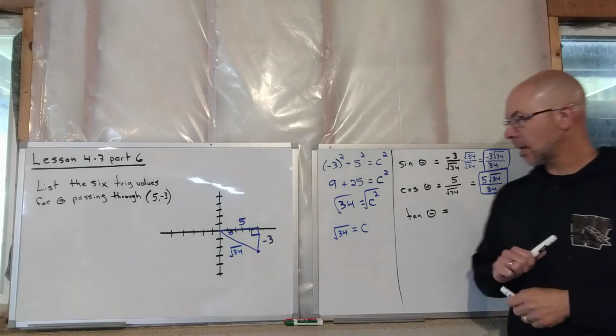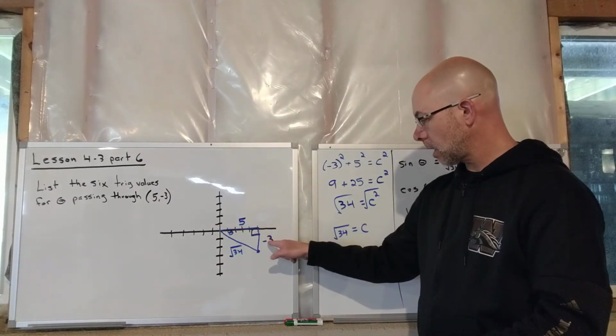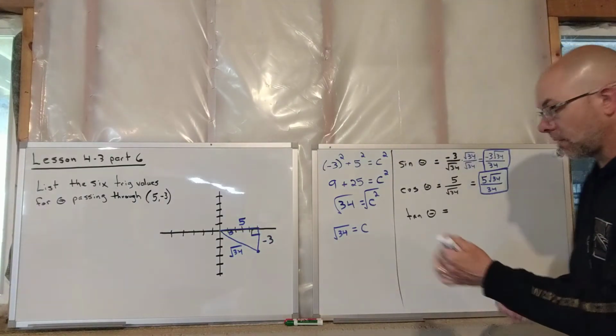And last but not least, tangent. Finally, a nice one. Tangent's opposite over adjacent. Opposite negative 3 over adjacent 5. Negative 3/5.